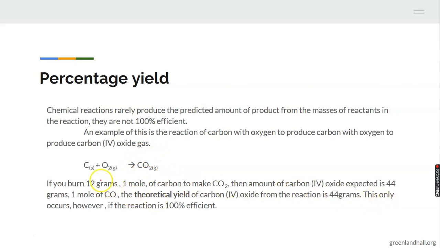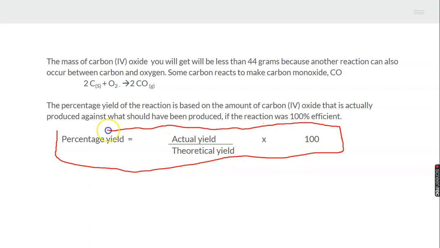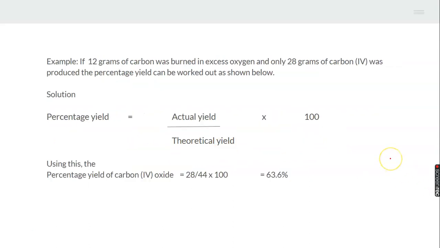So don't forget, 12 grams will react with 16 times 2 grams of oxygen, and it will yield 44 grams of carbon dioxide. This only occurs, however, if the reaction is 100% efficient. But when you didn't perform the experiment yourself, we are just to calculate. So for you to know the percentage yield of the reaction between this and this, you have to use this formula, which is percentage yield equals actual yield divided by theoretical yield times 100.